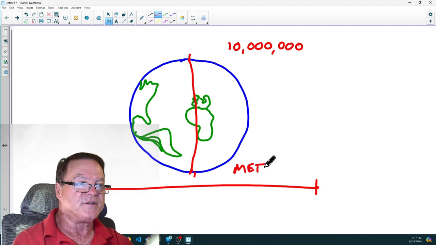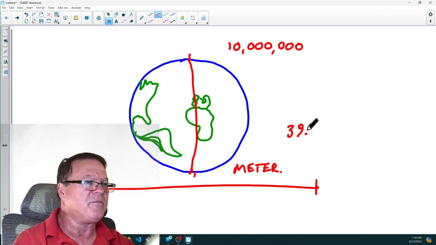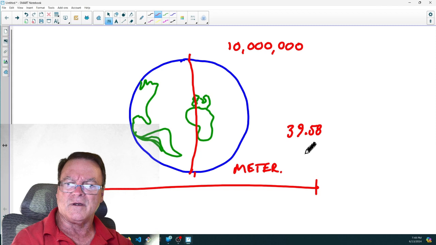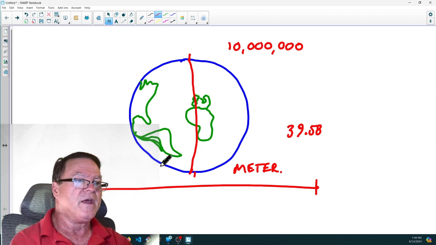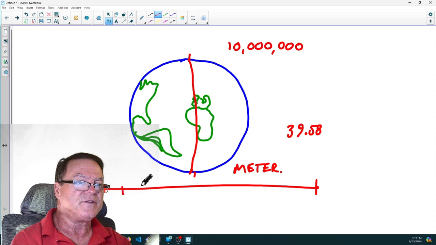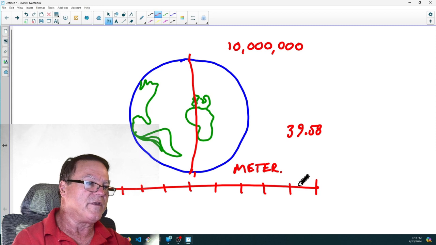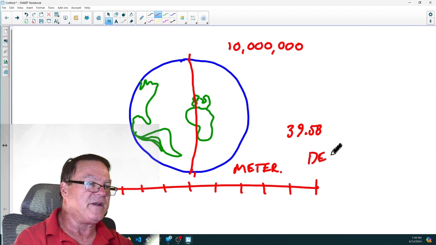And a meter is just slightly longer than a yard. It's 39 point, I think, 58 inches or something. It's just a few inches longer than the standard yard, which is 36 inches. So that's their unit of measure, the meter. And they divided it into 10 equal pieces. And they called each one of those a decimeter. Okay, that means 1/10, deci.